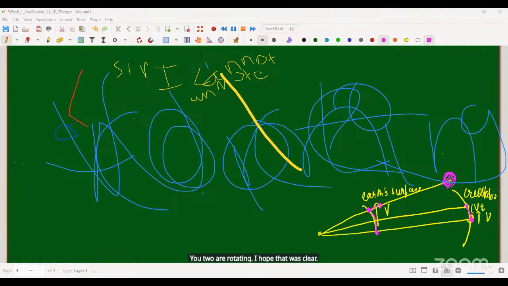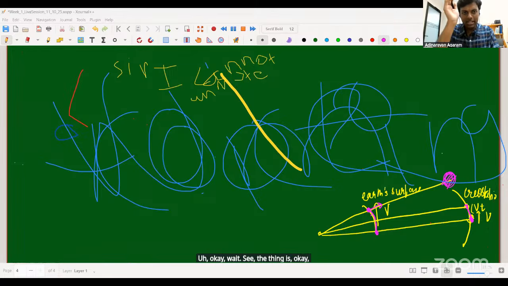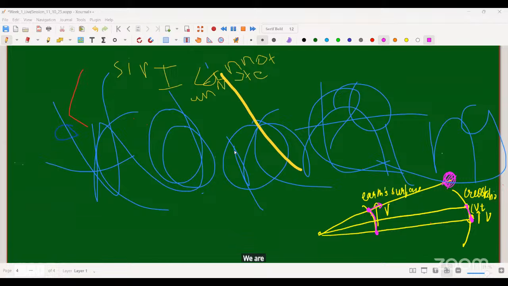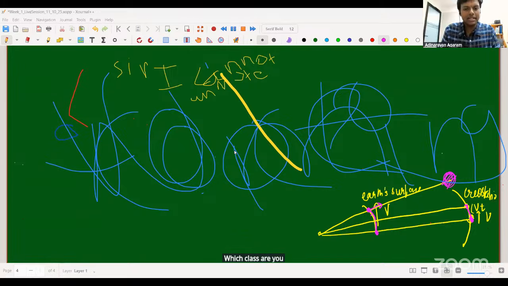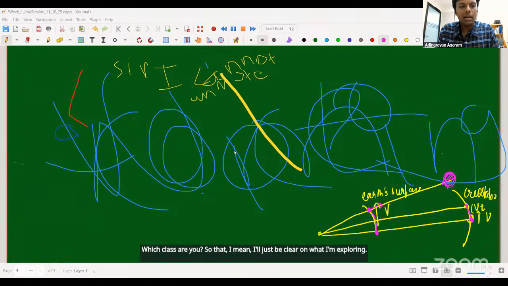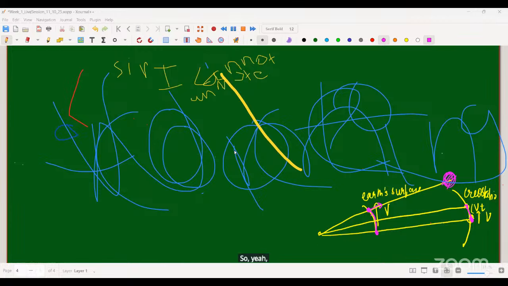Okay, sir. Sir, and then what does the gravitational force act on, sir? If the gravitational force attracts, how can it be stationary, sir, in orbit? Okay, fine. See, just to clarify, which class are you in? So that I'll be clear on what I'm explaining. I'm 12. You're 12. Okay, fine.